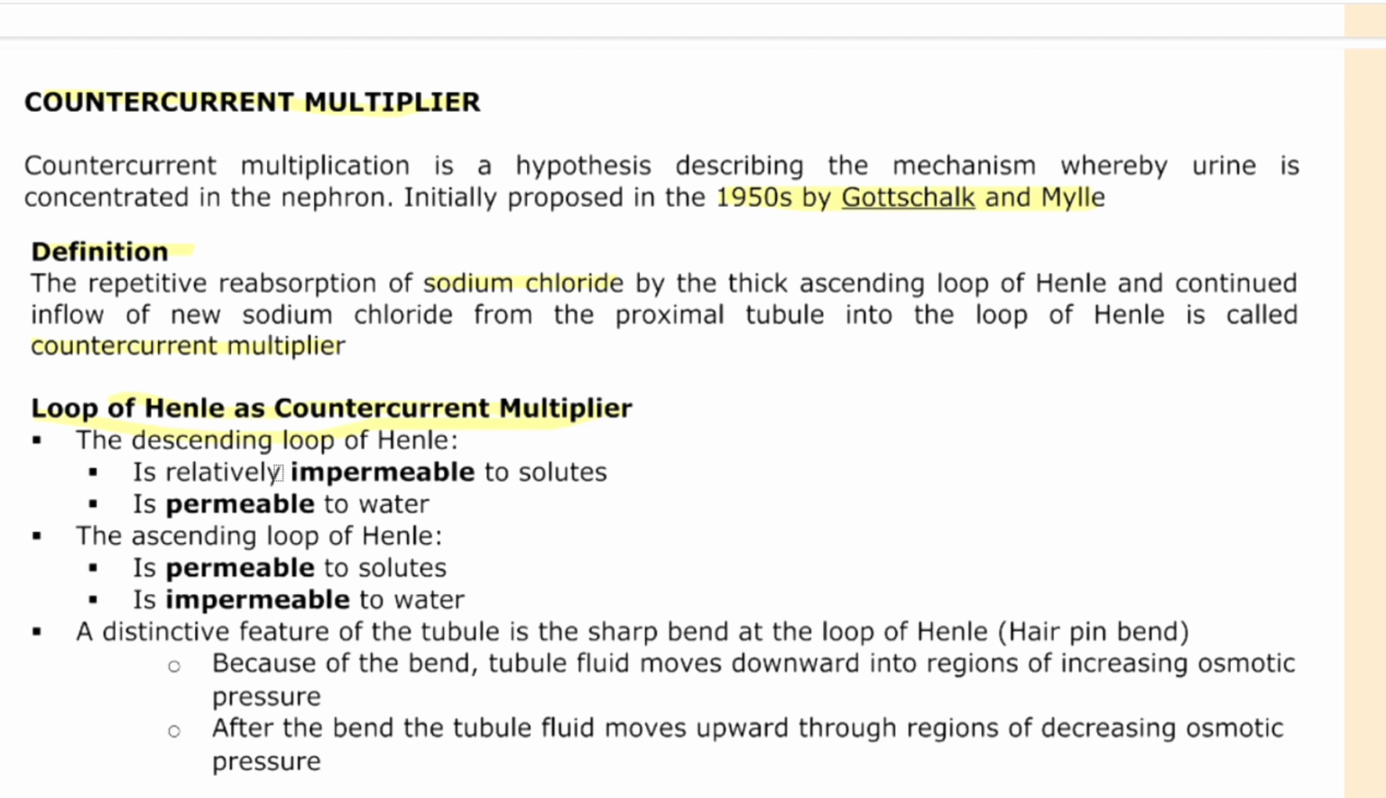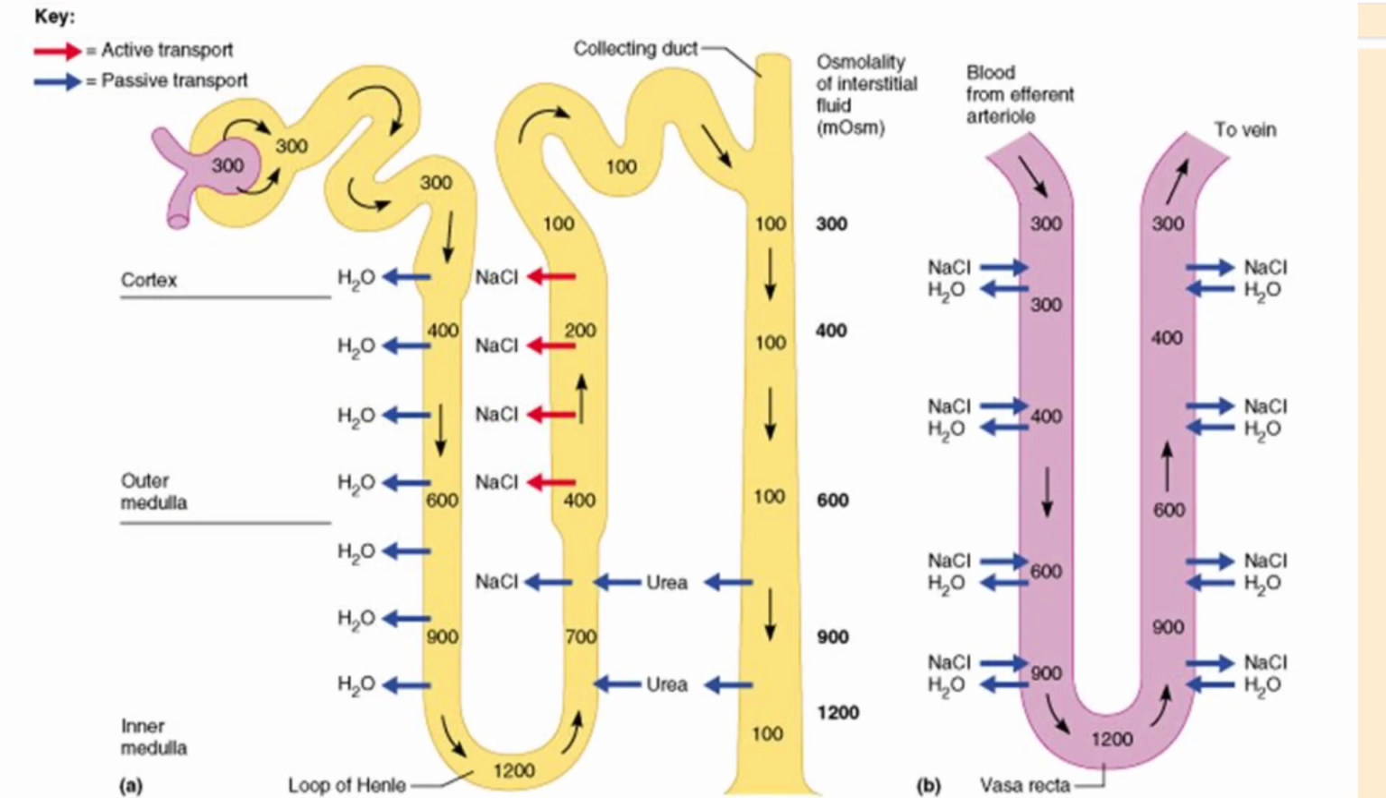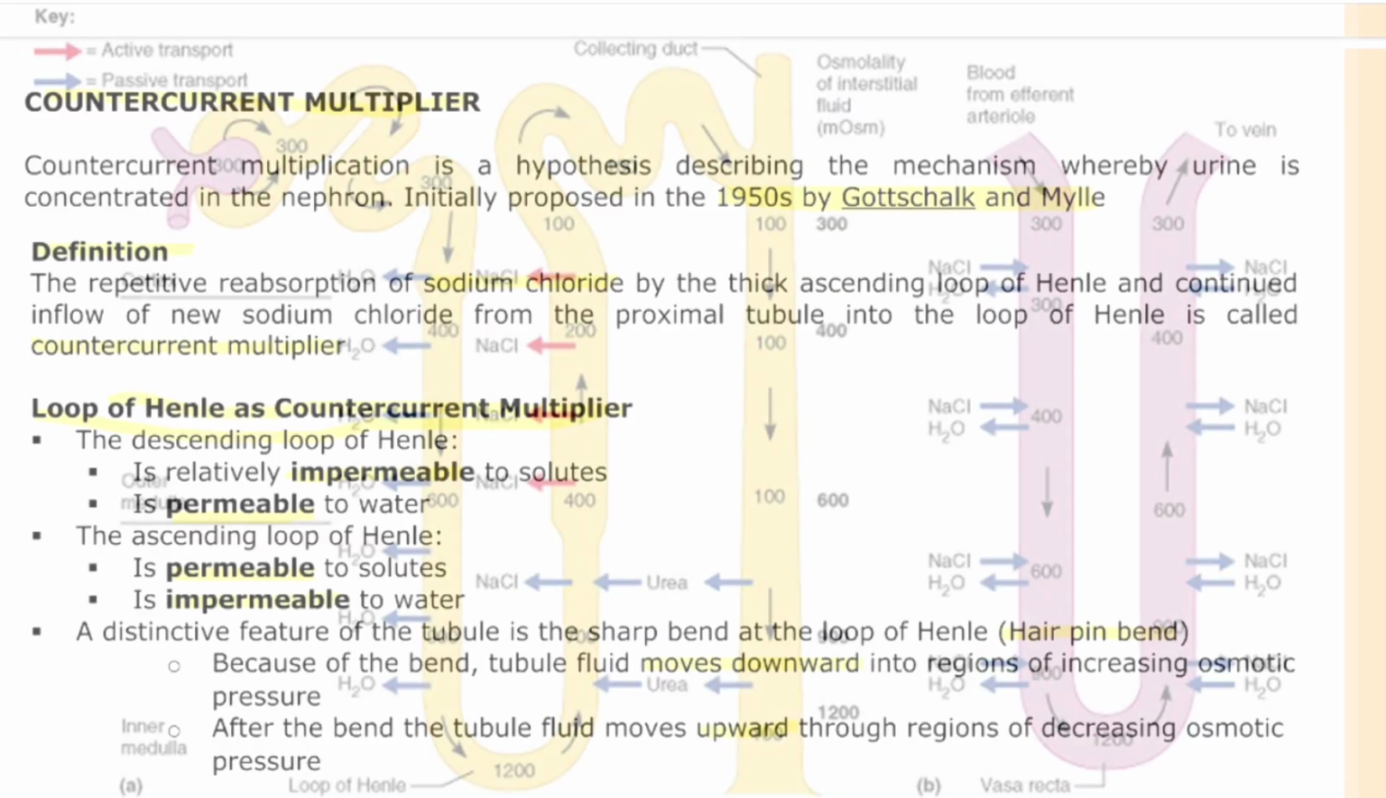The descending limb of Henle is relatively impermeable to solute and permeable to water. The ascending limb of Henle is permeable to solute and impermeable to water. A distinctive feature of the tube is the sharp bend of the loop of Henle, the hairpin bend. Because of the bend, tubular fluid moves downward into regions of increasing osmotic pressure. After the bend, the tubular fluid moves upward through regions of decreasing osmotic pressure.